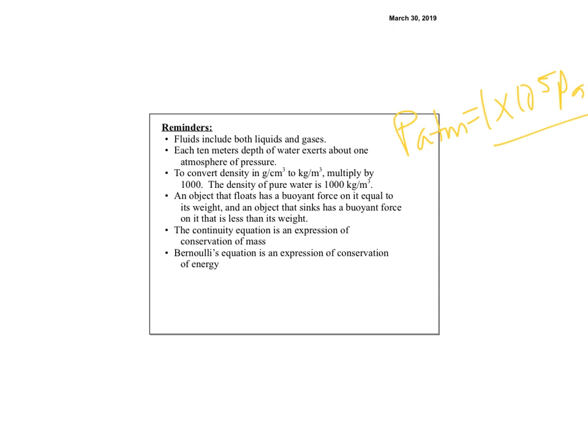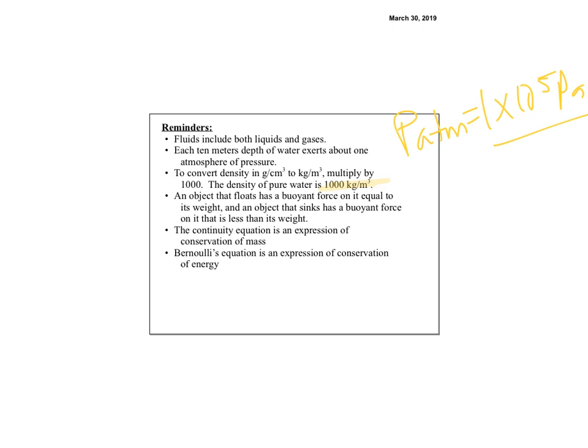If you want to convert density in grams per centimeter cubed to kilograms per meter cubed, you just simply multiply by 1,000, since the density of pure water is simply 1,000. I don't think they give that to you, but that's something you should just know, that it's 1,000 kilograms per meter cubed.